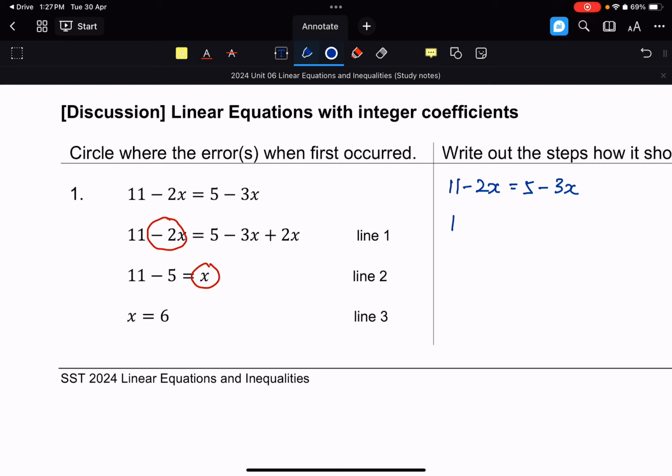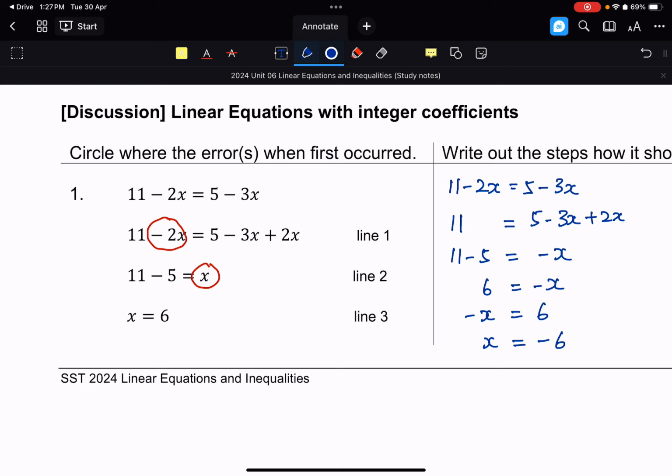So in this case, when I add 2x on both sides, this will be 5 minus 3x plus 2x, right? So 11 minus 5 equals negative x, right? So from here, we actually have 6 equals negative x. That means negative x equals 6, x equals negative 6. Okay, that should be the situation.